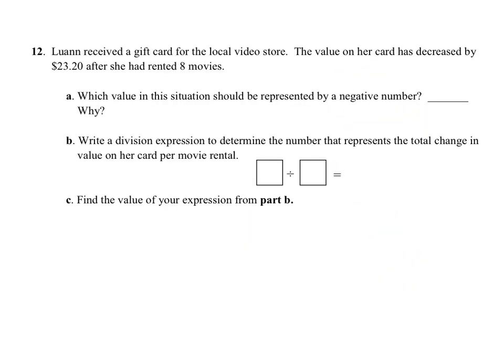Okay, on number 12, we've got Luann received a gift card from the local video store. The value on her card has decreased by $23.20 after she had rented 8 movies. Part A says, which value in this situation should be represented by a negative number, and why? Well, it's negative $23.20. And why is that? Because that's the amount that her card decreased by. That's why.